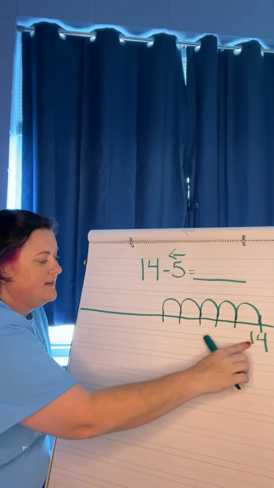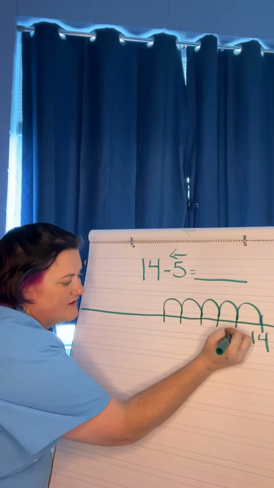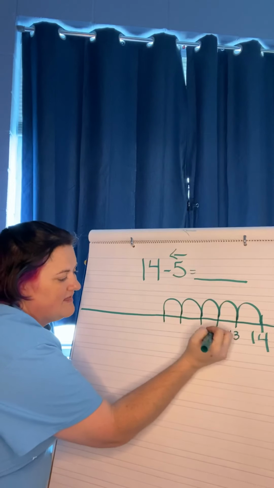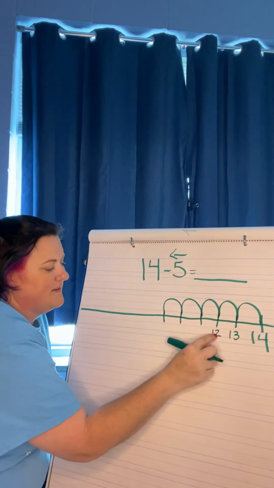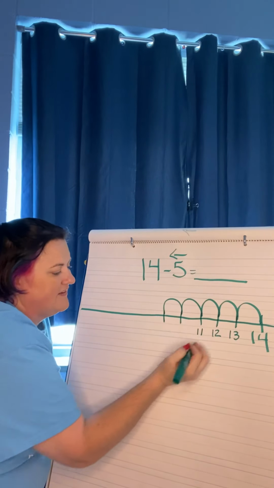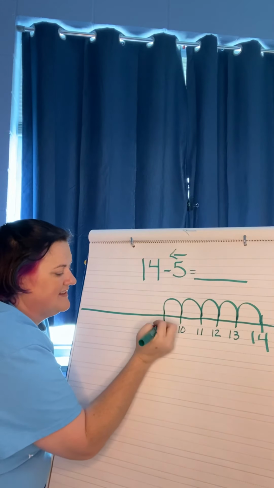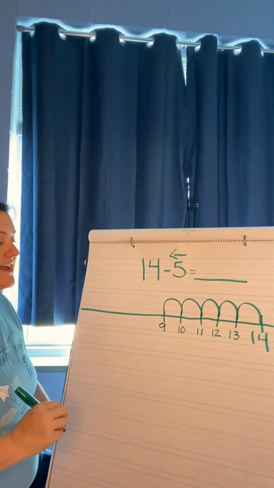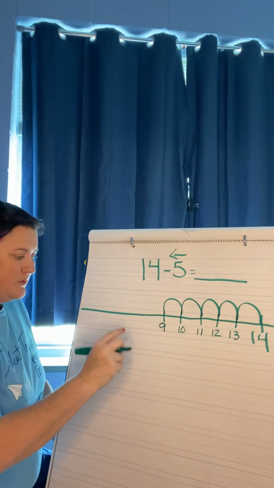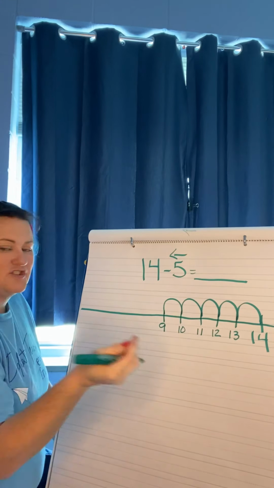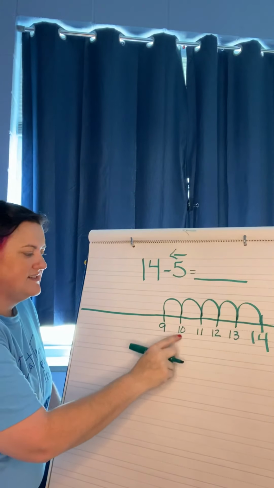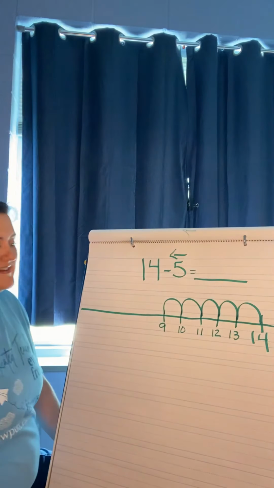So 14, 1 less than 14 is 13. 1 less than 13 is 12. 1 less than 12 is 11. 1 less than 11 is 10, and 1 less than 10 is 9. And to double check yourself, when you're finished, you can count upwards to make sure you didn't skip any numbers. 9, 10, 11, 12, 13, 14, and I didn't.